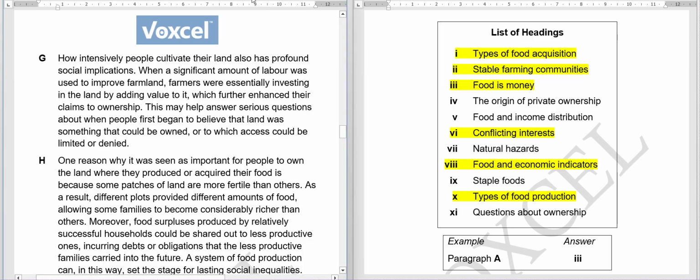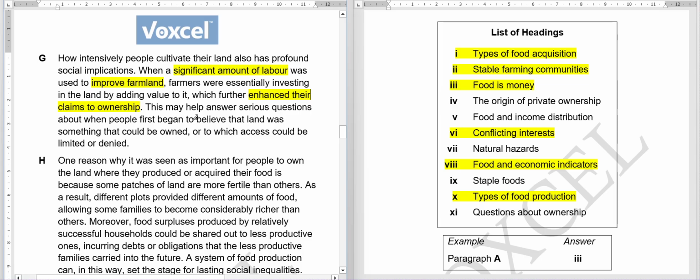So now they're saying that, let me change the color. When a significant amount of labor was used to improve the farmland, so they were improving the farmland by using a significant amount of labor. Farmers were essentially investing in the land by adding value, which further obviously enhanced their claims to ownership. Now it is enhancing their claim, making their claims stronger.